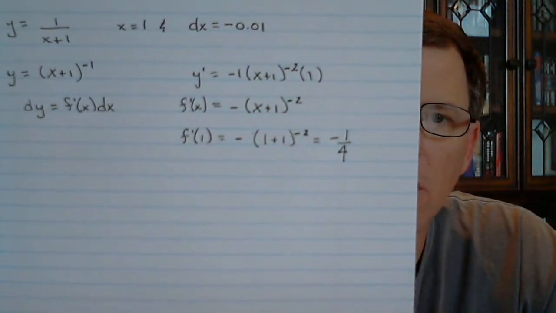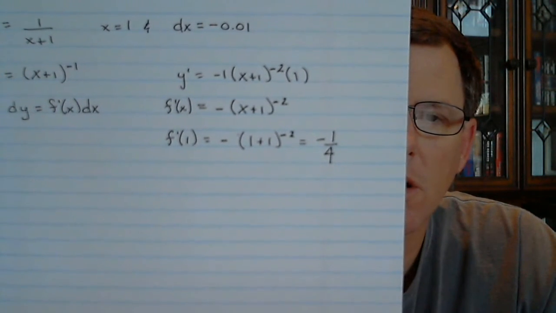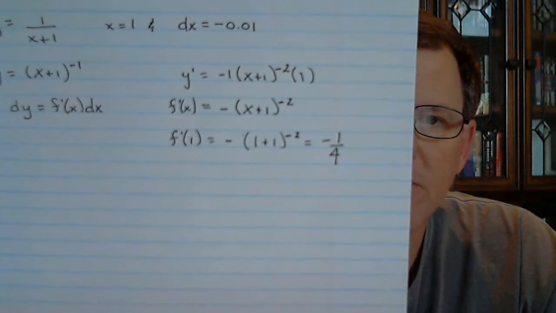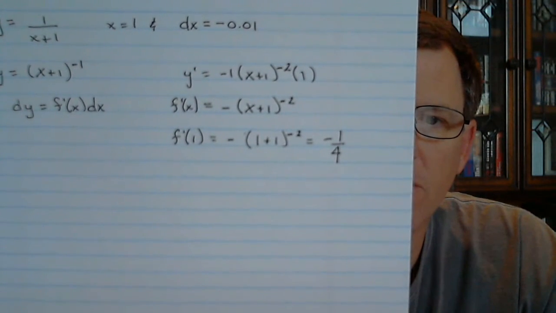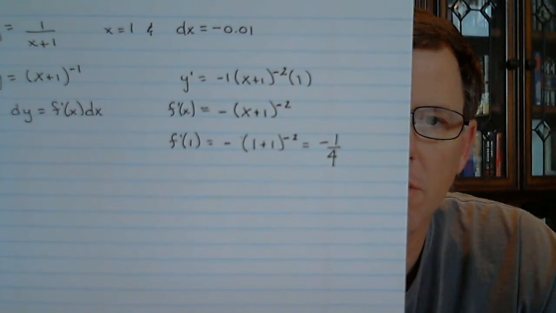Now I've been told x is 1, so I'm going to plug 1 into f prime of x. That gives me f prime of 1 equals minus 1 plus 1 to the negative 2. 1 plus 1 is 2. 2 to the negative 2 is 1/4. So here's our work. 1 plus 1 is 2. 2 squared is 4. You have the negative exponent there. That gets us the 4 on the bottom. And we have the minus sign in front, so we get negative 1/4.